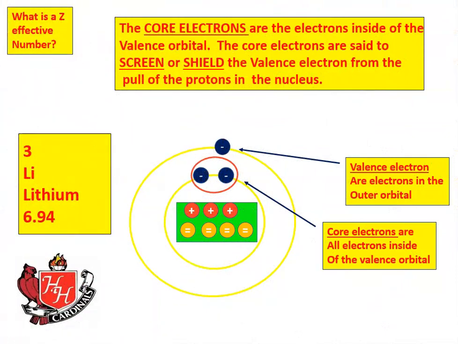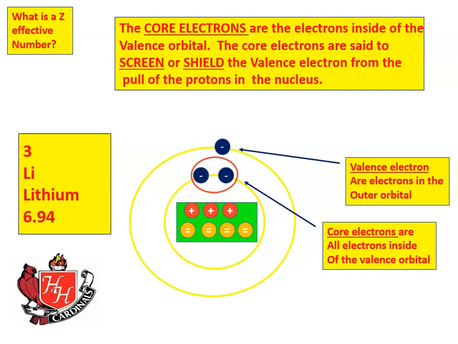All right, so here I define core electrons on this slide. The core electrons are the electrons inside the valence orbital, and the orbitals inside the valence orbital. The core electrons are said to screen or shield. So write down those definitions. Some textbooks call it screening, some call it shielding, and it doesn't matter. They mean the same thing.